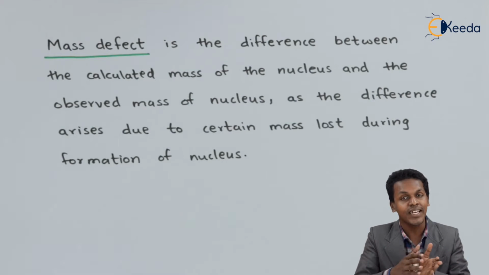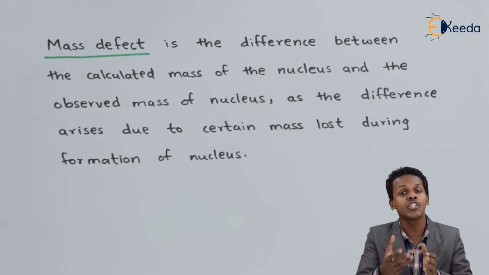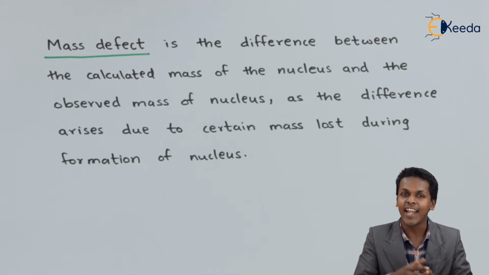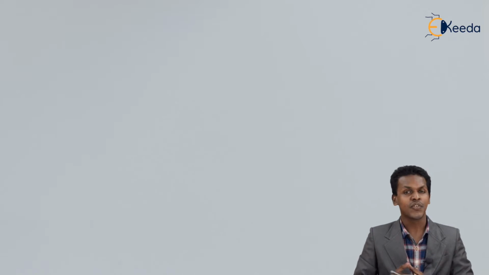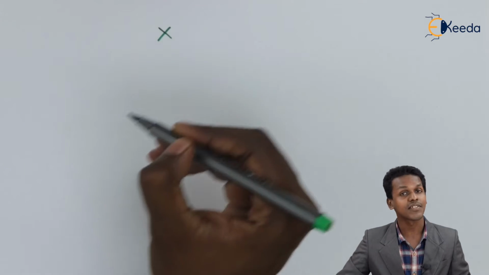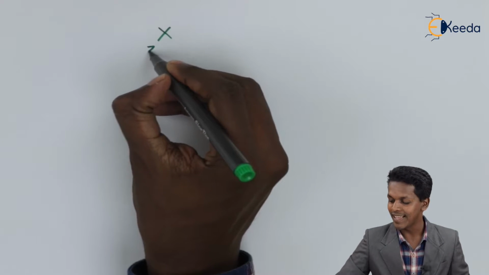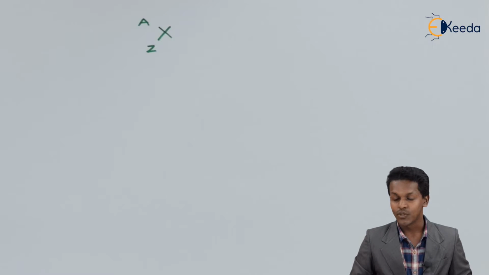So that is how we are going to derive a particular expression which relates the binding energy and the mass defect. So here we are going to talk about the relationship between them. So now let's start with that. So friends, suppose we consider a particular nuclide X having atomic number Z and atomic mass number A.